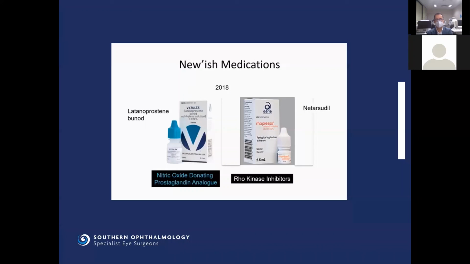Newer medication which has been available in the US and Europe since 2018 are the nitric oxide donating prostaglandin analogs and the rho kinase inhibitors, and hopefully they will be available in Australia in the not too distant future.